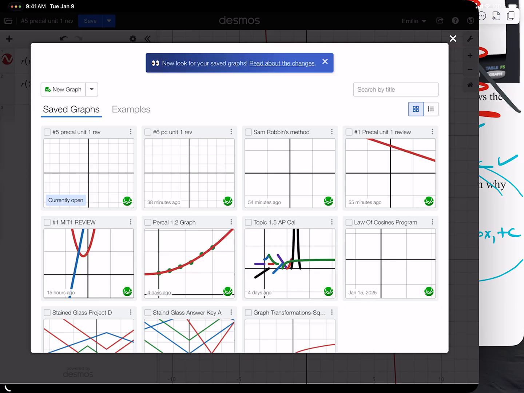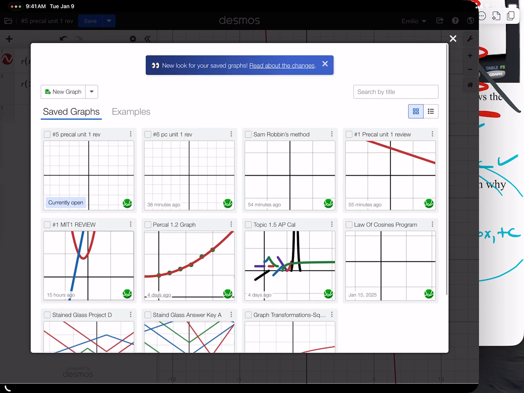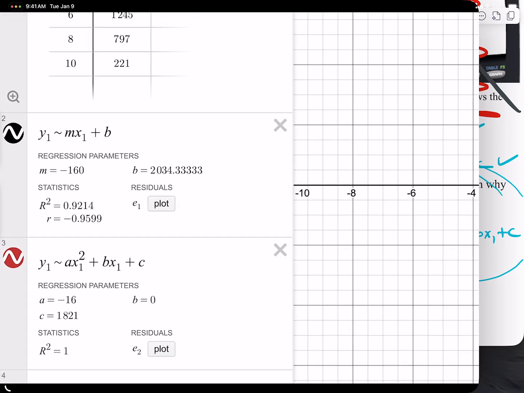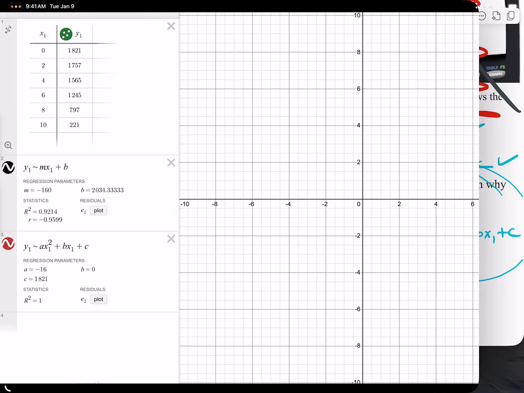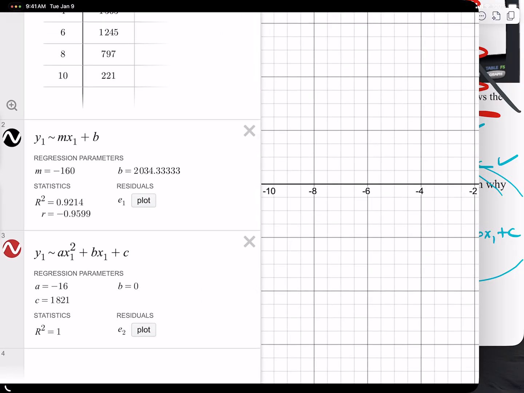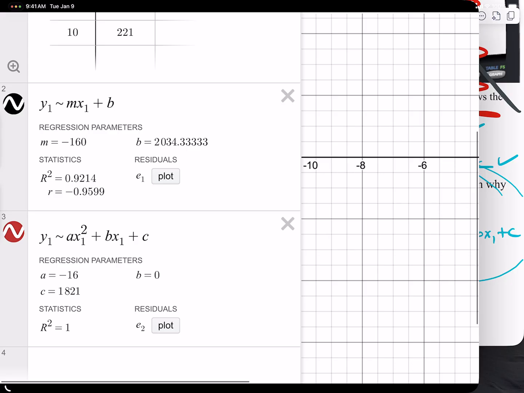Where is it? Oh, here it is. I thought I didn't save it. Notice how I've already entered it. I've already entered a table, and you'll see right here, lines 2 and 3. Look at lines 2 and 3. We're going to see which is the best fit. I want you to look at the r squared number.